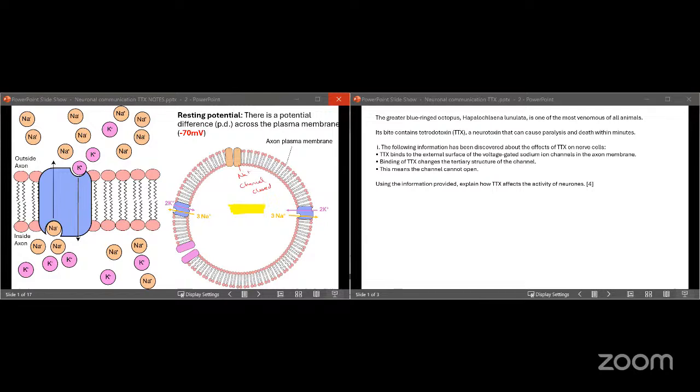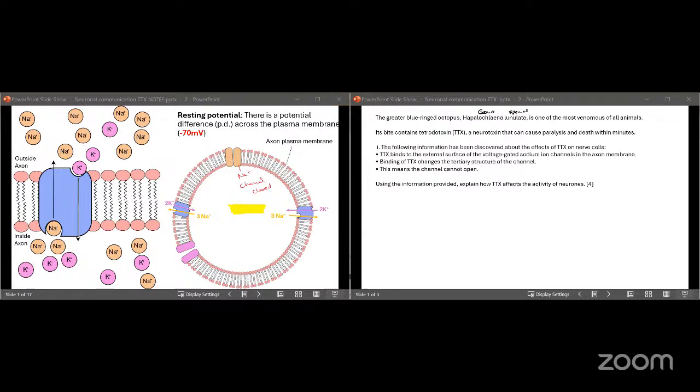So you're told in the question that you have got the greater blue-ringed octopus. So they've given you some information. Straight away, I would be adding a little bit here that says, well, they've given us our genus and our species name for this octopus. They may ask me a question later on about that.